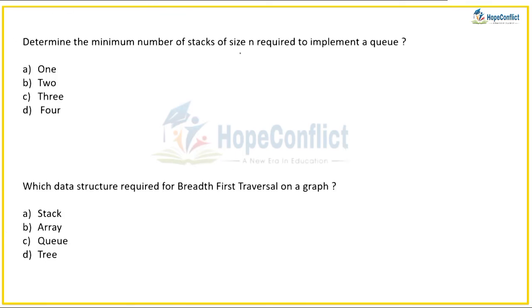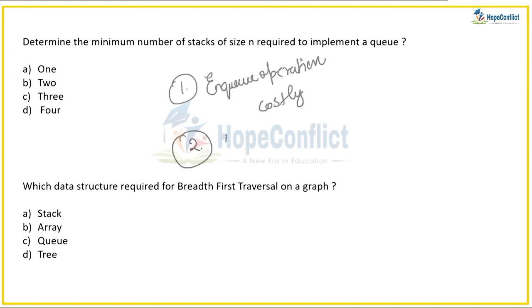Determine the minimum number of stacks of size n required to implement a queue. I already have one video regarding how to implement a queue using a stack. There are two possible methods for implementing a queue using a stack. Either you can make the NQ operation costly. If you don't know the algorithm, make sure to watch that video. I have included the link in the I button. So either you can make the NQ operation costly, or the other approach is to make the DQ operation costly.